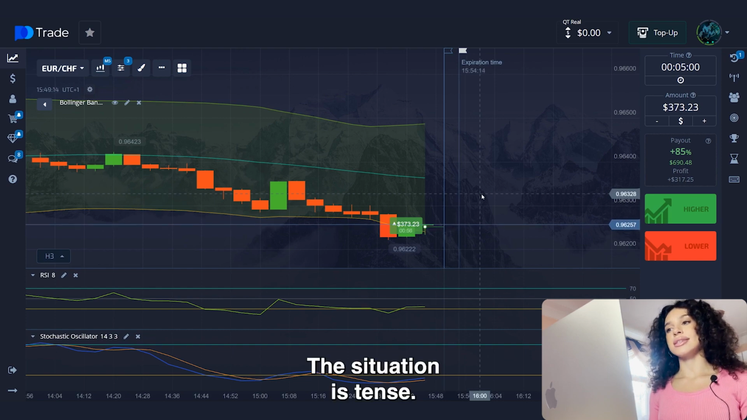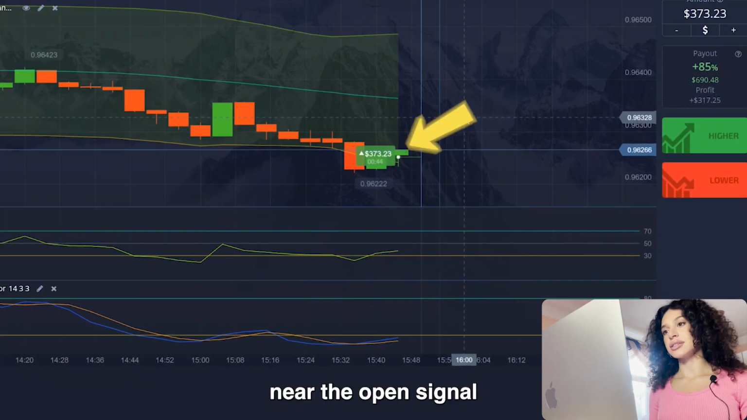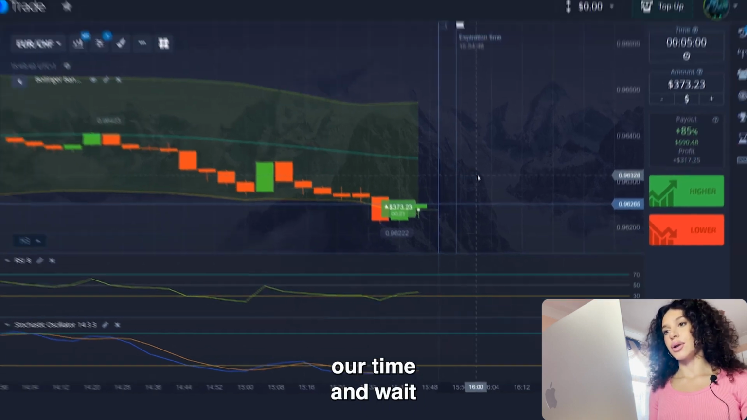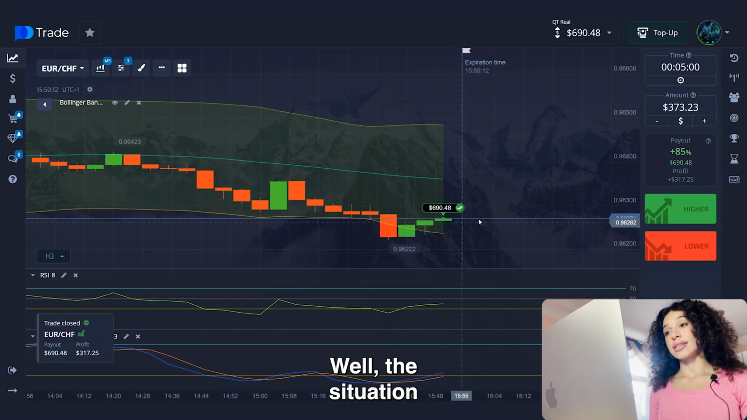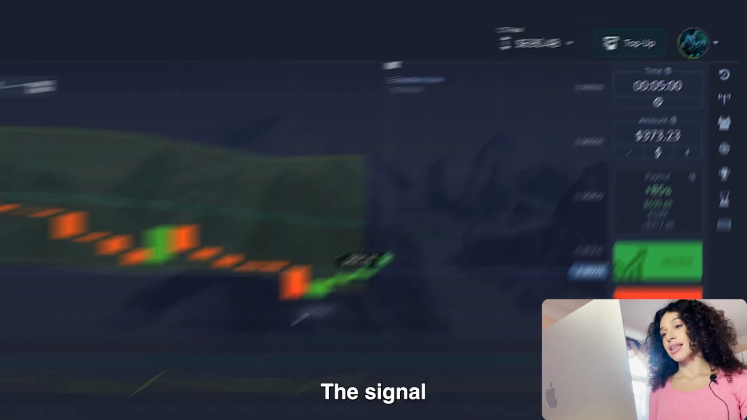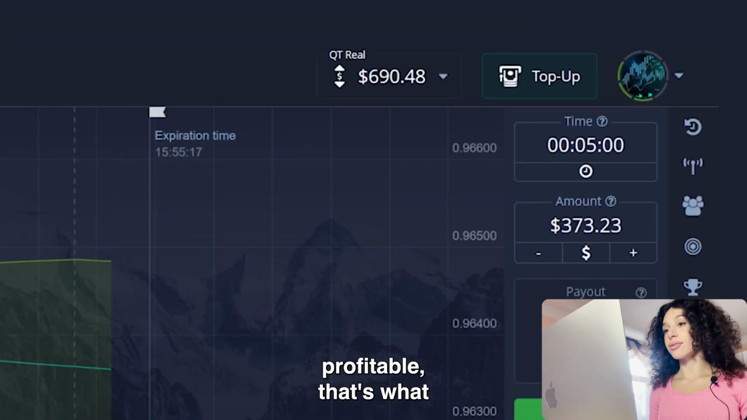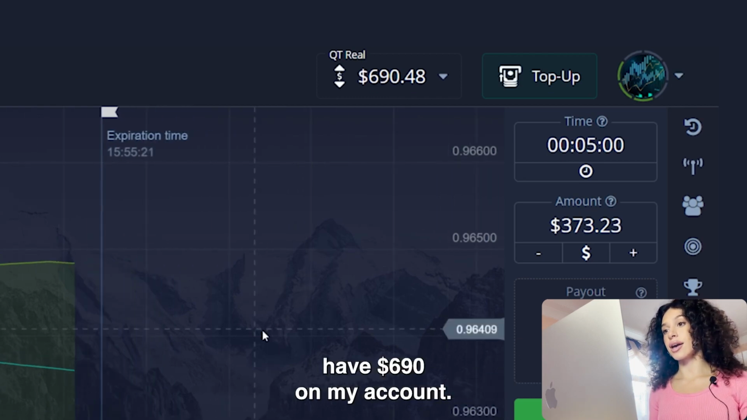The situation is tense. The price fluctuates near the open signal point. Let's take our time and wait for the signal to close. Well, the situation made me nervous. The signal turned out to be profitable. That's what I need. I already have $690 in my account. Not a bad result.